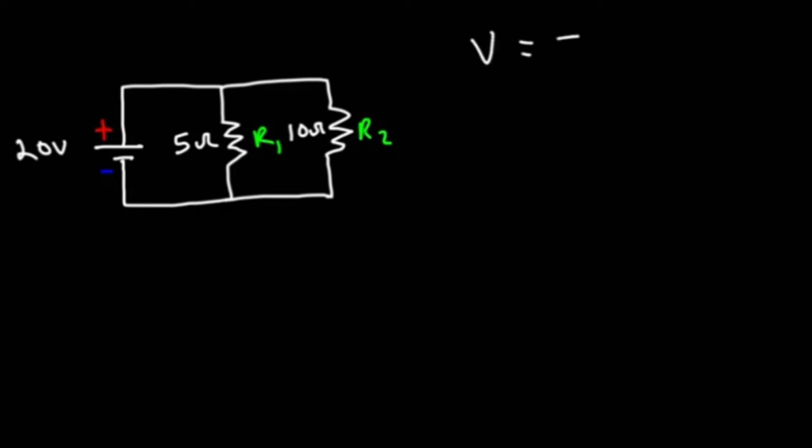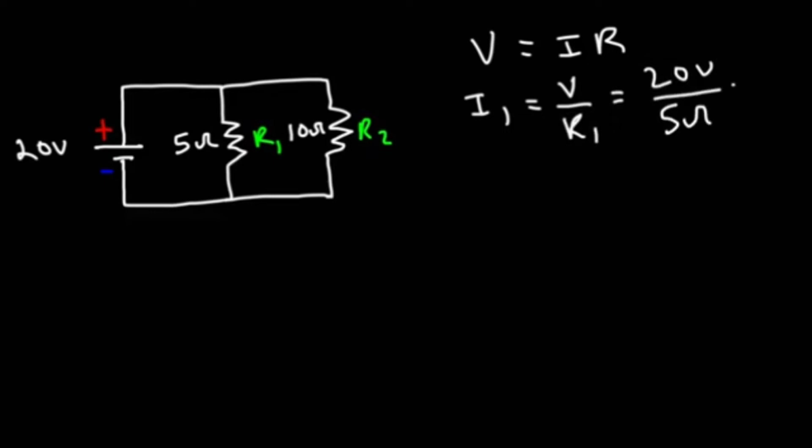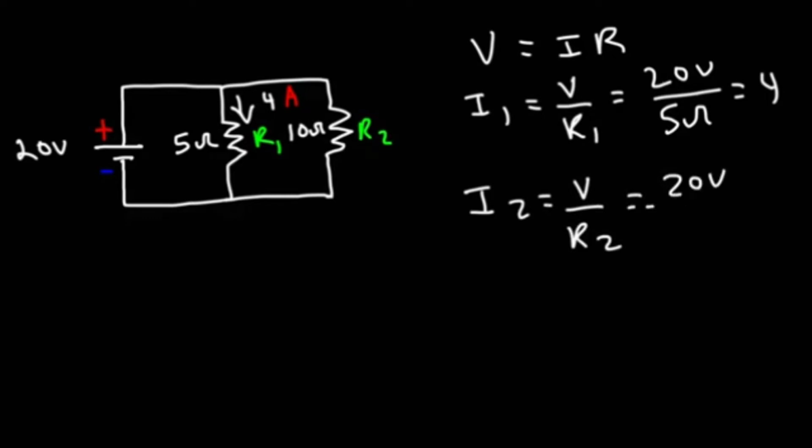Now we could use Ohm's law to calculate the current flowing through each resistor. So to calculate I1, it's going to be the voltage across it divided by R1. So it's 20 volts divided by 5 ohms, which is 4. So we have a current of 4 amps flowing through R1. Now to calculate I2, voltage divided by R2. So it's 20 volts divided by 10 ohms, which is 2 amps. So that's the current flowing through R2.